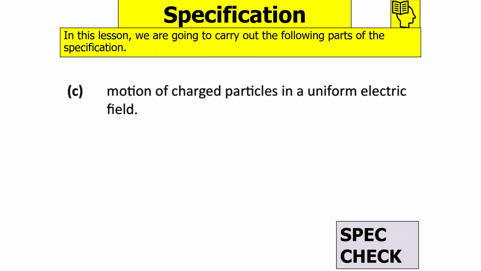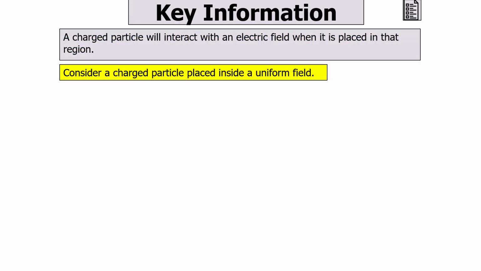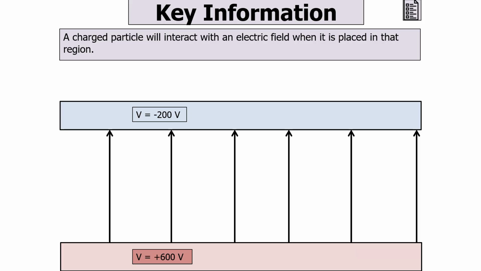So we're going to be looking at the following part of the OCR A-Level Physics specification, the motion of charged particles in a uniform electrical field. So a charged particle will interact with an electrical field when it is placed in that region. So consider a charged particle placed inside a uniform electrical field, as shown here.